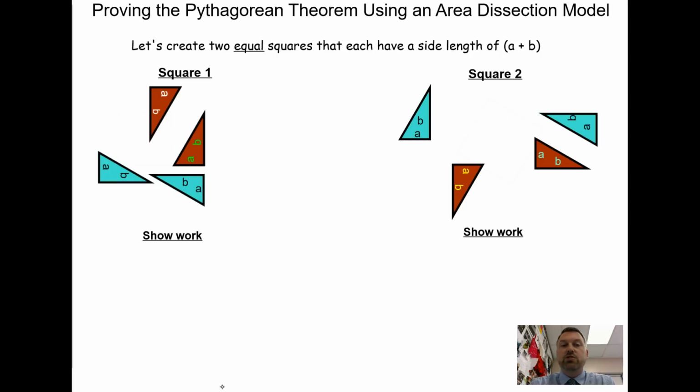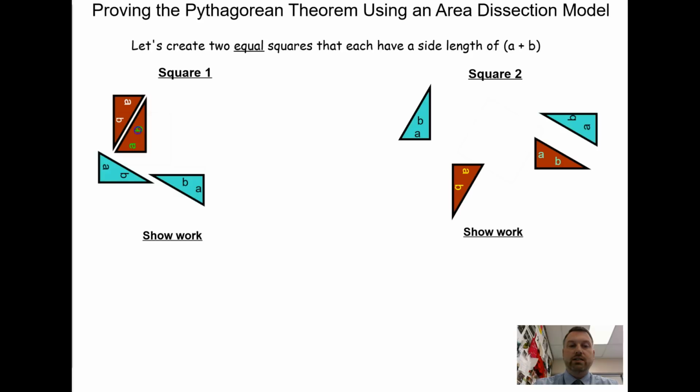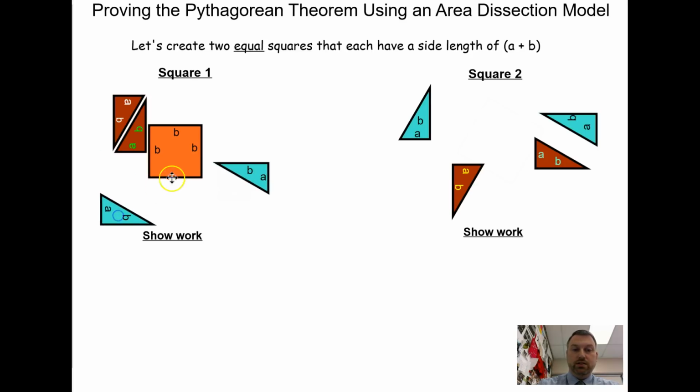It says let's create two equal squares that each have a side length of a plus b. So we need to figure out, how can I make a square so that each side length is a plus b? If I was there in class, I'd call some of you up and see if you can generate a square so that each side has a length of a plus b. Okay, so let's see here. No, you go here, you go here.